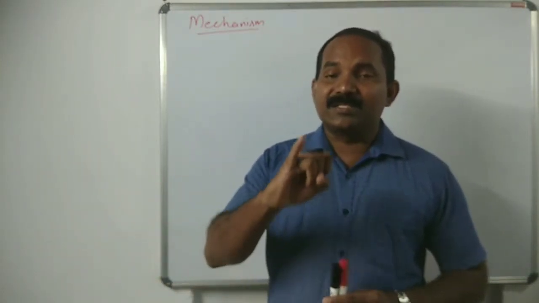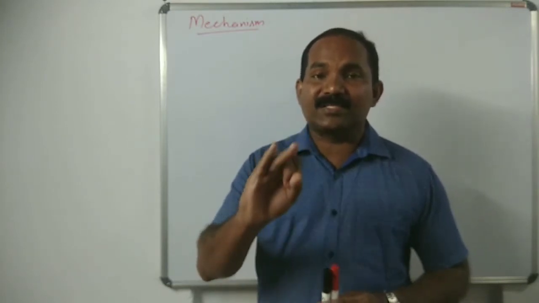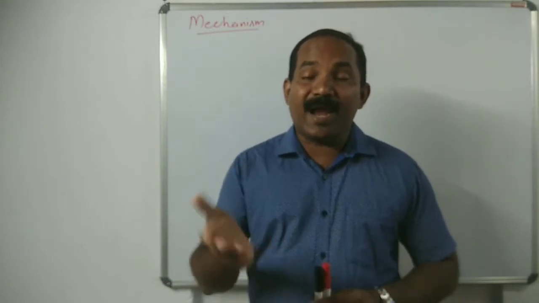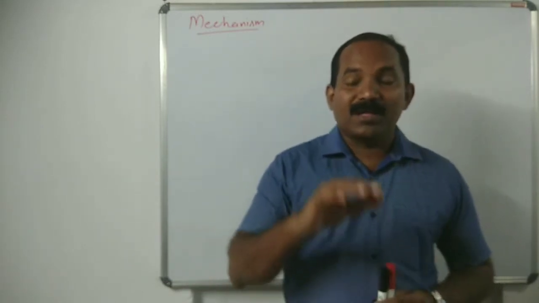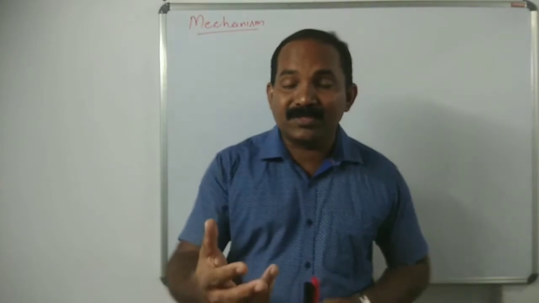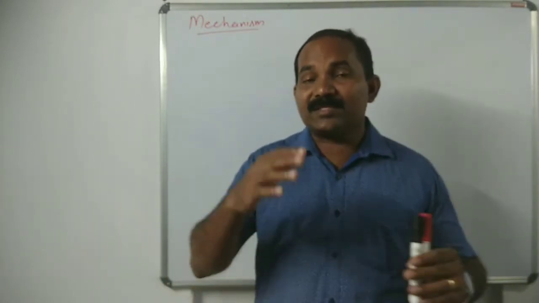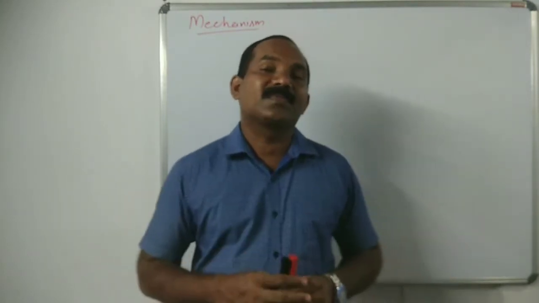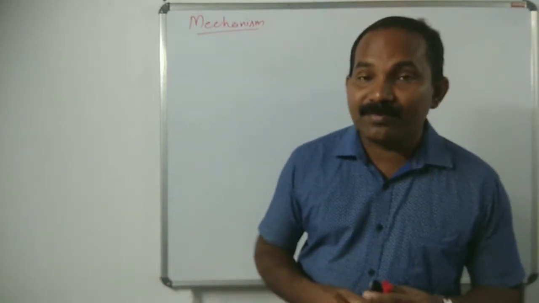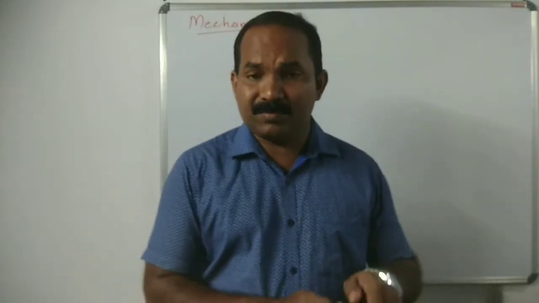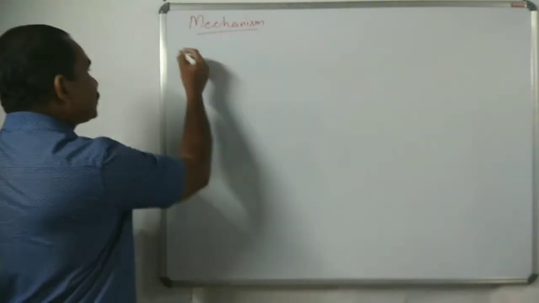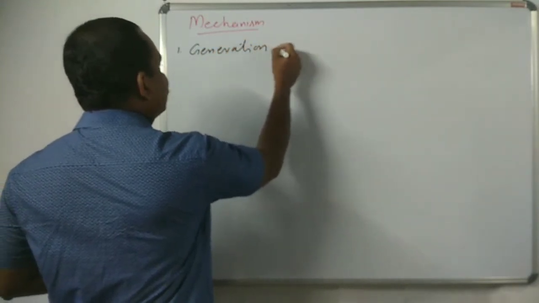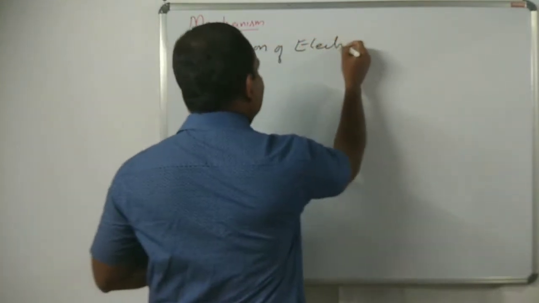Okay, so mainly 3 steps. First step is generation of electrophile. Second step is formation of carbocation by the attack of electrophile. The attack of electrophile forms carbocation, and this arenium ion is stabilized by resonance, and finally the removal of proton. Okay, first step, generation of electrophile.